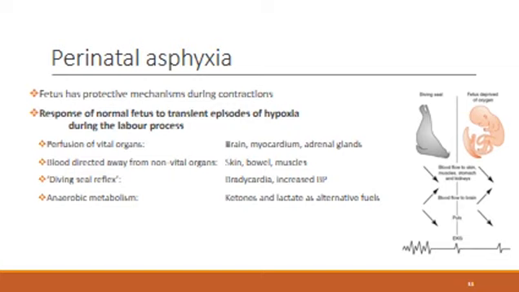The fetus has protective mechanisms during contractions, and the response of a normal fetus to transient episodes of hypoxia during the labor process includes perfusion of the vital organs, which are the brain, the myocardium, and the adrenal glands. The stress hormones produced by the adrenal glands will ensure that there's a good perfusion blood pressure to maintain organ function. Blood is also directed away from the non-vital organs, such as the skin, bowel, and muscles.